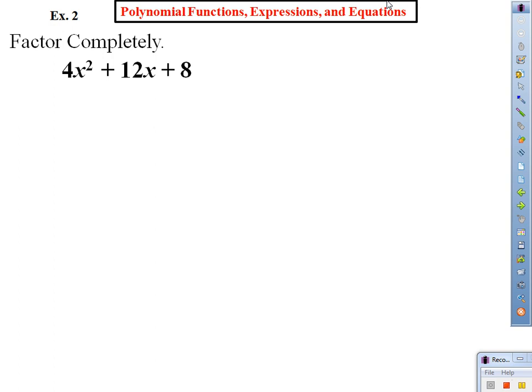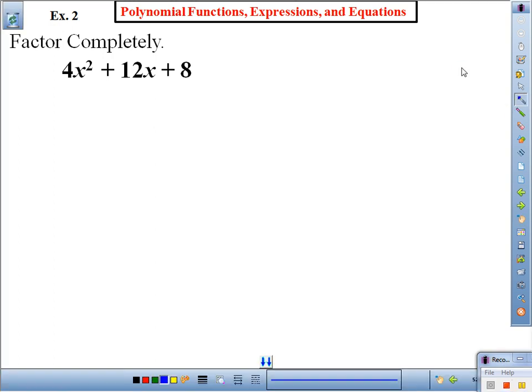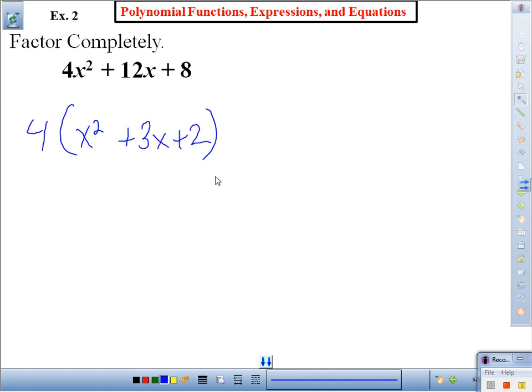All right, step 1, everyone. Standard form, is it in standard form? Yes. Step 2, GCF, is there a number that divides each term? Yes, 1, 1, 1. How about 2? Yes. How about 3? No. How about 4? Yes. Anything else? No, that's the greatest one, so it's going to be 4. And what does that leave us with? X squared plus 3x plus 2.